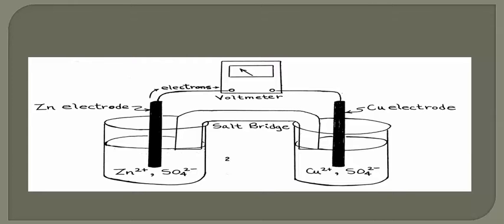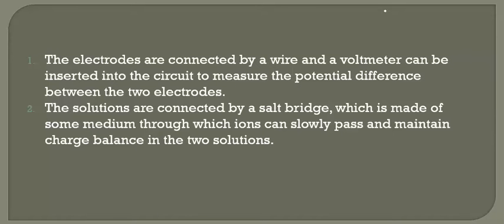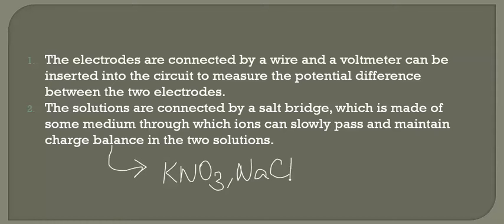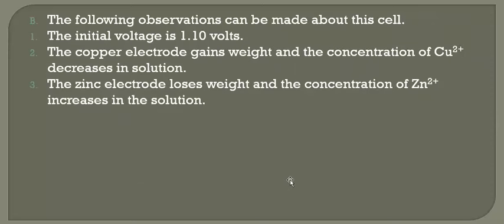by a salt bridge. Now, a salt bridge is just some medium through which ions can pass and maintain charge balance. A salt bridge is nothing more than a glass tube that's filled with salt, like KNO3 or sodium chloride. It's just a glass tube that's filled with salt that will maintain charge balance. The initial voltage is 1.1 volts. The copper electrode gains weight. The zinc electrode loses weight.